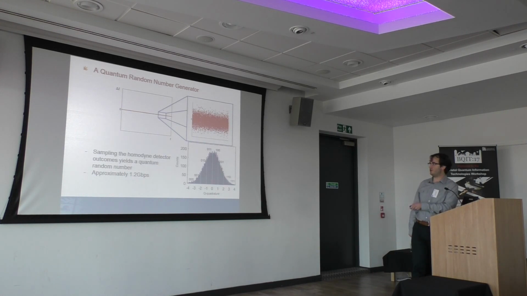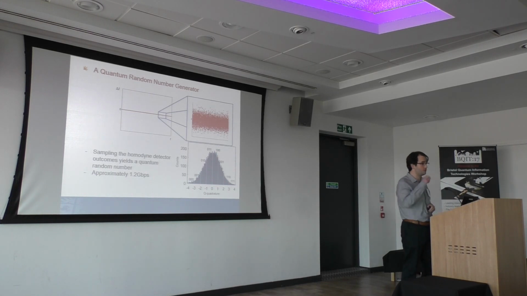We can take our distribution here and split it into any number of bins as we like, as long as they're not too small compared to the electronic noise, for example. And then we can sample this Homodyne detector at slightly above its bandwidth. We get away with about 200 megasamples per second. And so it turns out that we can split this into approximately 6 bits of entropy. So we get about 6 bits per sample, sampled at about 200 megasamples, gives us 1.2 gigabits per second of random number. Okay? And this is after some post-processing, right?